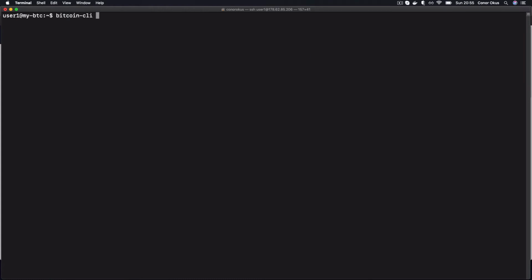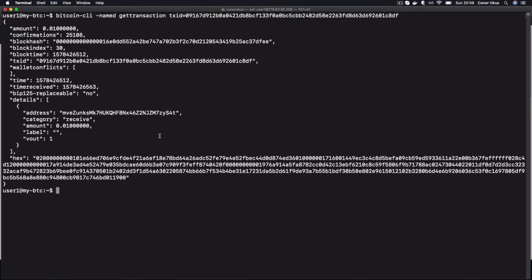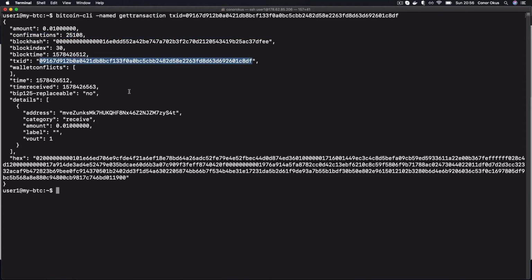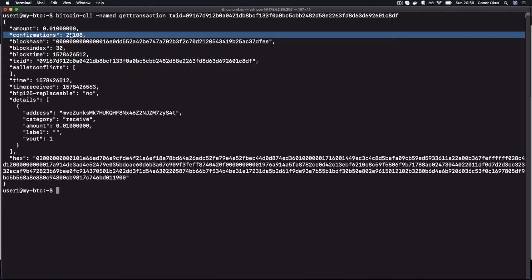So bitcoin-cli, we'll use the named flag to make it a bit easier to understand, gettransaction, and pass in the transaction ID. Okay, so this gives us some information about our transaction: where it was sent, how much was sent, how many confirmations, a transaction ID, etc. And we would know if this transaction was having any issues, or there was something wrong with it, because the confirmations for the transaction would equal 0.